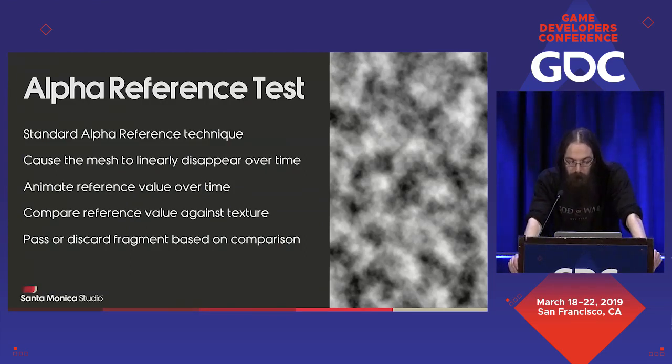We start with a simple alpha reference comparison test. For each fragment of the mesh being drawn, we sample a single channel texture. We compare the sample against a reference value. The reference value is shared globally for the mesh and changes over time. The comparison results are used to determine whether or not the fragment is visible. If it's visible, we continue on in the shader. If it's not visible, we discard the fragment.